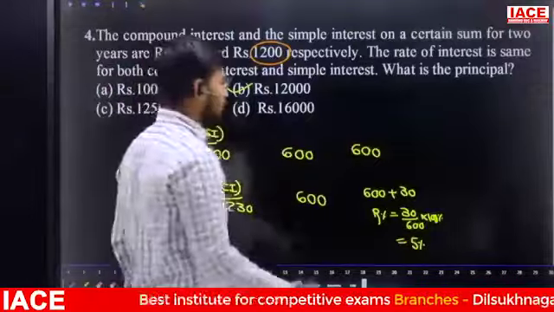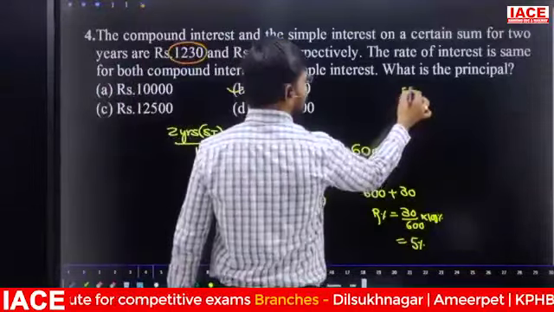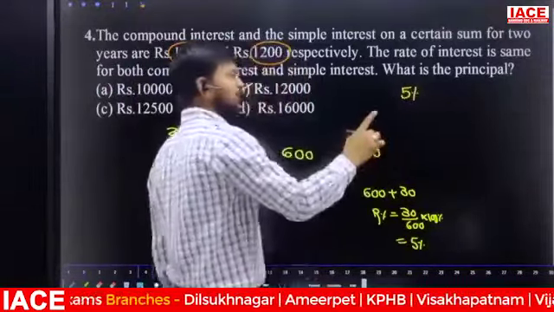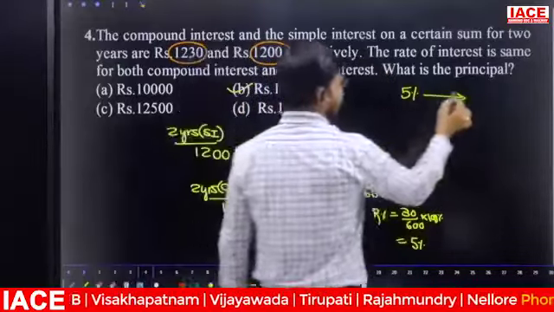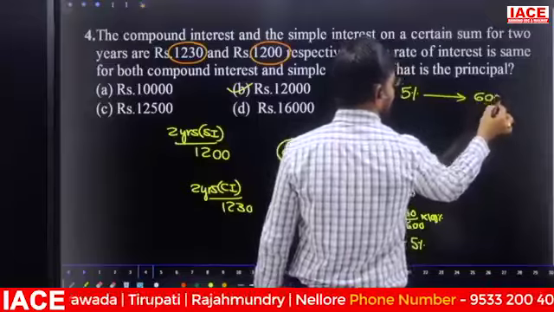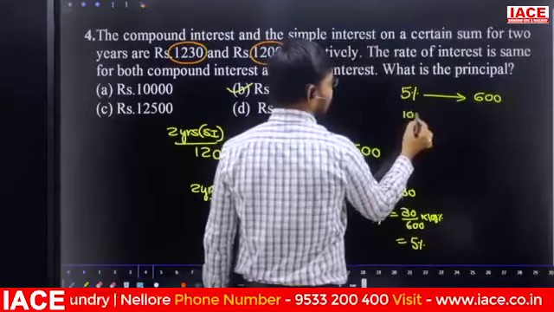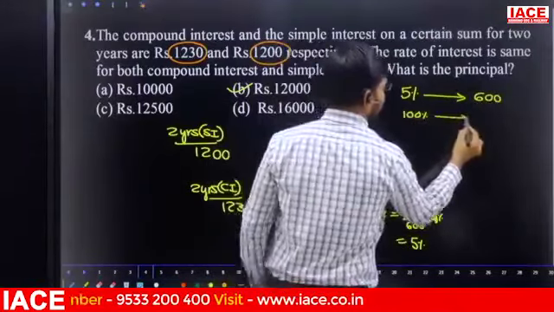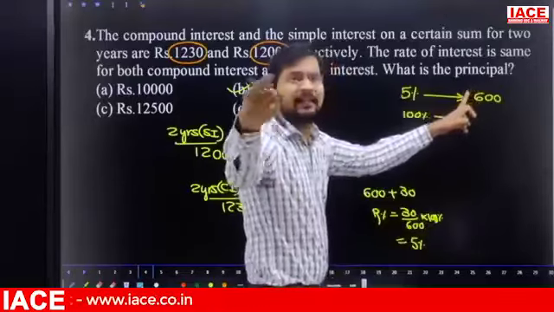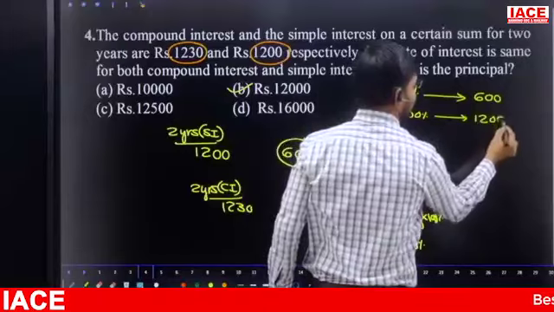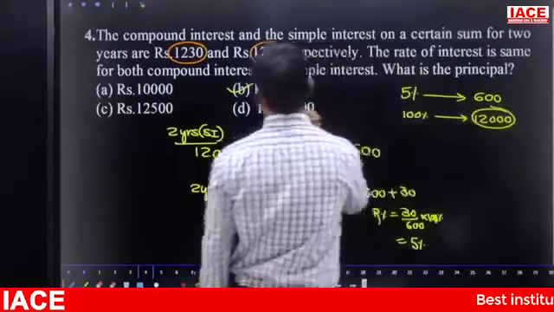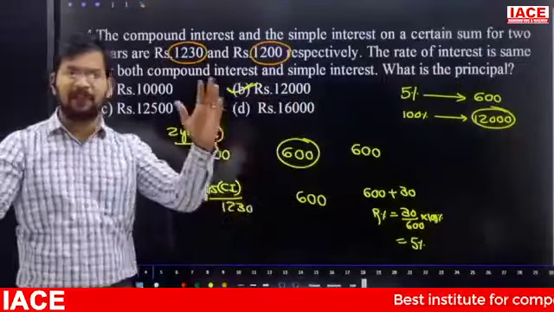Look at me, all of you. 5% is the rate of interest for 1 year. But 1 year interest is 600, and 5% of the principal is nothing but 600. If 5% is 600, then 10% is 1200, therefore 100% is 12,000. So option B is the right answer.